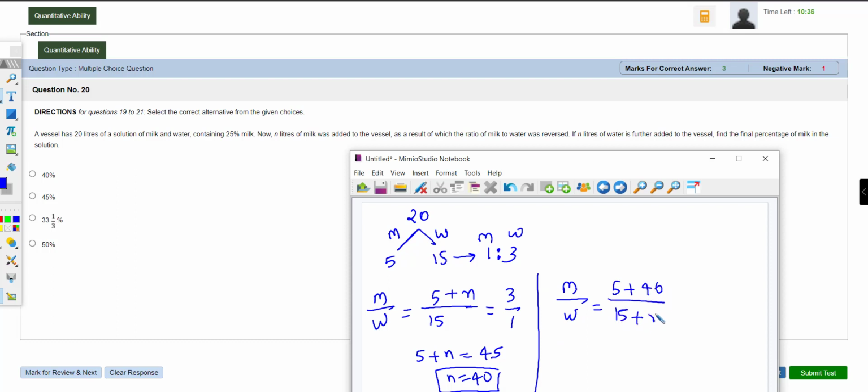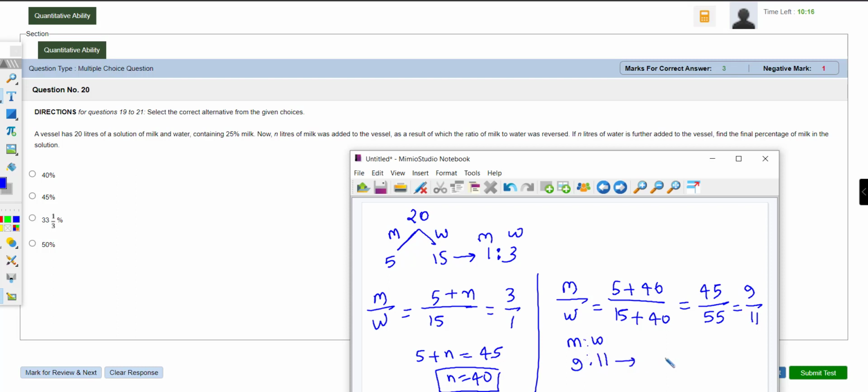we are going to add n liter in water. n liter in water means we are going to add 40 liter in water. So this ratio becomes how much? 45 by 65, sorry, 45 by 55, that is equal to how much? 5 9s are 45, 5 11s are 55. So milk is to water is how much? 9 is to 11 now.